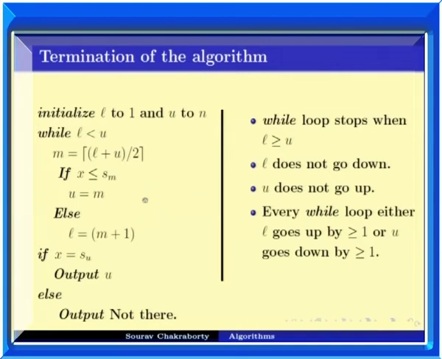This is something that you have to verify from here, that either L will go up by 1, so m plus 1 will be strictly greater than L, or m will be strictly less than U, either of them will happen. So, every while loop, either the lower boundary is going up by 1 or the upper boundary is going down by 1. If at some point of time these two meet, then the algorithm immediately stops.